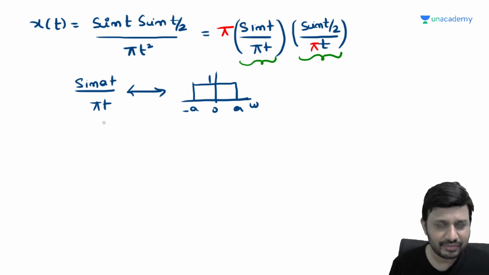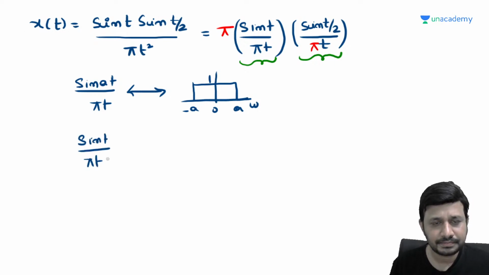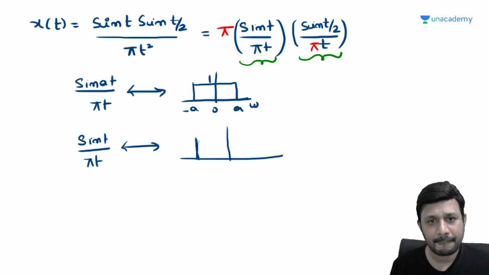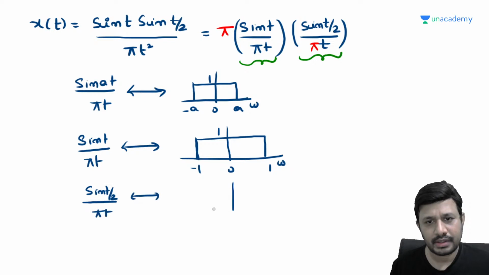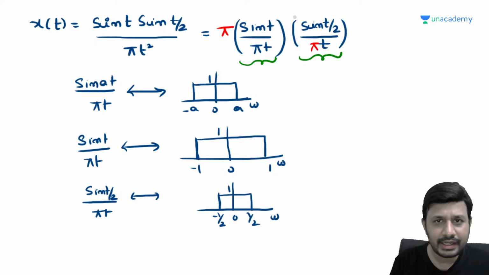Now look here, utilizing this one, sin t by pi t, what is the continuous time Fourier transform? Rectangular pulse varying from minus 1 to 1. Because a is equal to 1 by 2, what will happen? Sin(t/2) by pi t forms a Fourier transform pair with rectangular pulse varying from minus 1 by 2 to 1 by 2. Now if you observe, in time domain multiplication is done. So in frequency domain what you have to do? Convolution you have to do from the property.